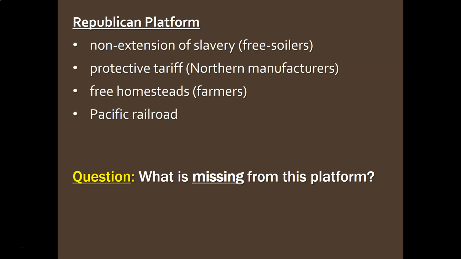Well, they want to make sure that slavery does not extend any further than where it's at. So this will appeal to free soilers. They want to increase the tariff to protect northern industries. So northern manufacturers, they're going to like that. They wanted to hand out free homesteads out in the West. This would appeal to farmers. They also wanted to build the so-called Pacific Railroad, which is the transcontinental railroad. What's missing, of course, in all of this platform is a call for abolition. There is no call for the end of slavery.